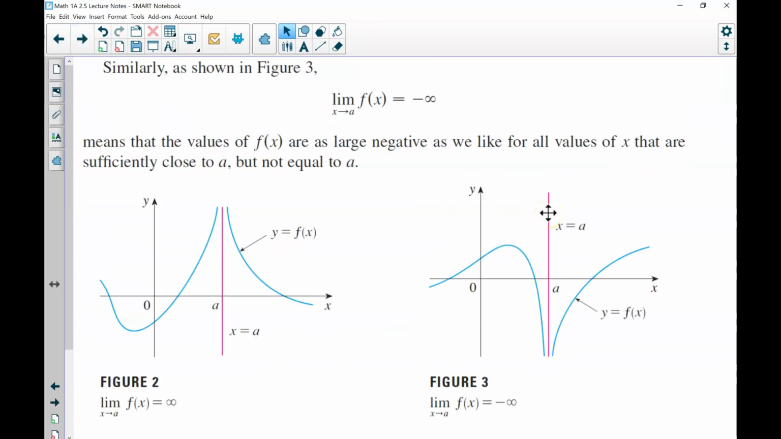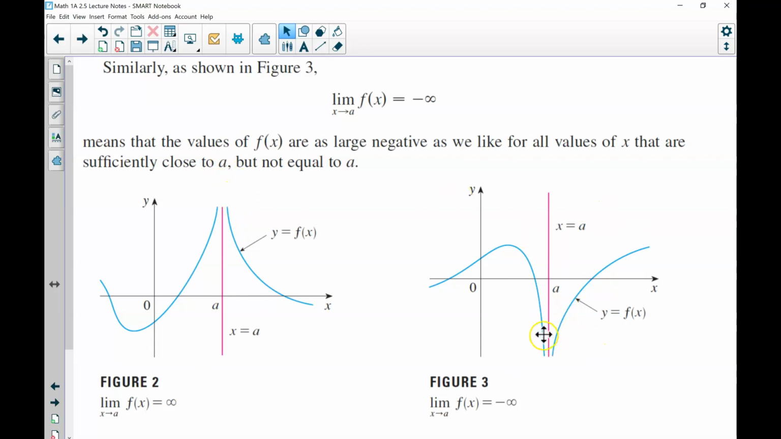Now, similarly, if we take a look at this figure here, you can see that the limit as x approaches a of f of x is equal to negative infinity means that the values of f of x are as large negative as we like for all values of x that are sufficiently close to a but not equal to a. So if you take a look at figure 2 here, you can see that on the left side, the function is eventually approaching positive infinity. Here's the vertical asymptote. Same thing on this side. On the right side, as it approaches a, it's approaching positive infinity.